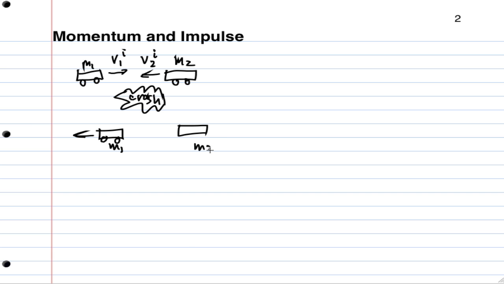So we have each of them rolling off. So m2 flies off at its final velocity, and m1 flies off at its final velocity.